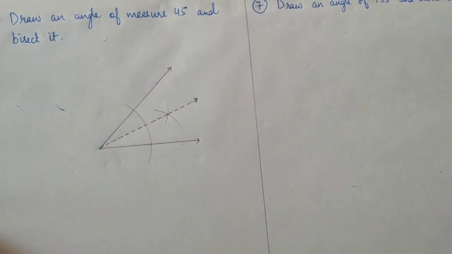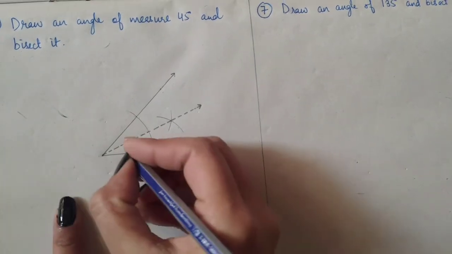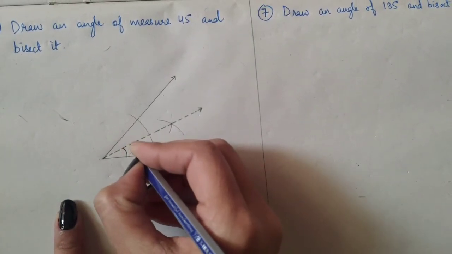So in this way I have drawn the bisector of 45 degrees. That should be 22.5, right? So if you want, you can write it or you can leave it like this, but it's great if you do this.